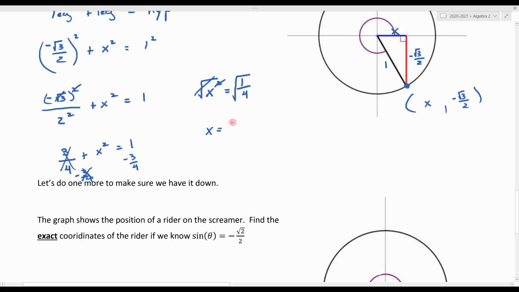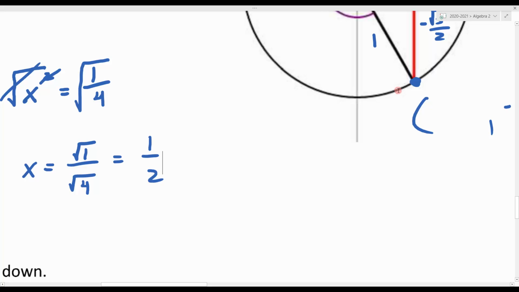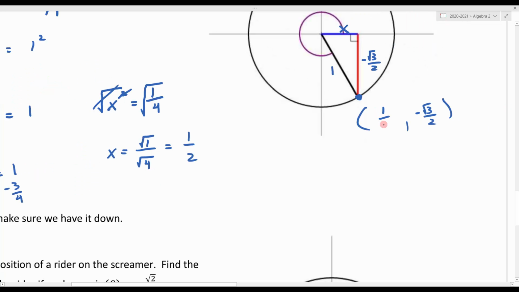And when we square root a fraction, you square root the top and you square root the bottom. Right? So the square root of 1 is just 1, and the square root of 4 is just 2. And guess what? We just finished our coordinate. We found out that x, and there we go. So those are the exact coordinates.